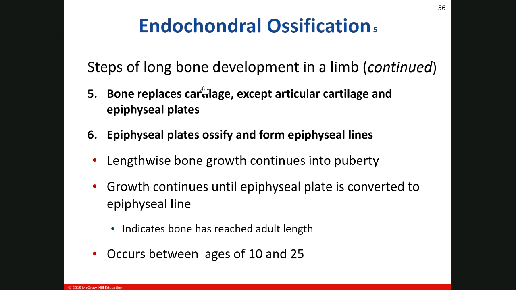Step five, easy, okay? This step is where we just continue on with what I've been talking about. Bone replaces cartilage throughout the whole bone, except in two places, and this should make sense to you. You shouldn't even have to memorize this fact. Well, we're not going to destroy the articular cartilage. We need that, okay? So that cartilage is safe because we need to have the articular cartilage on the ends of our long bones so they can articulate with another bone, so we reduce our friction and have a shock absorber.